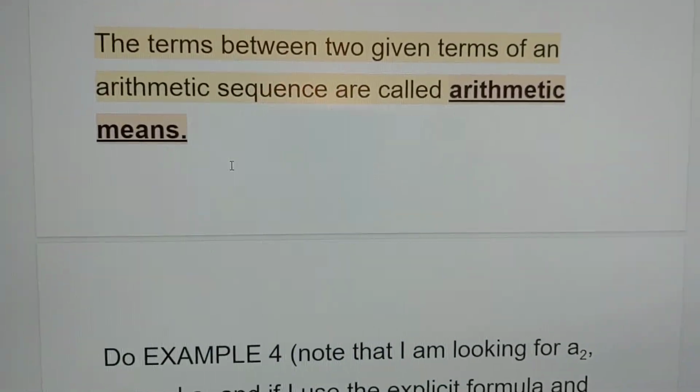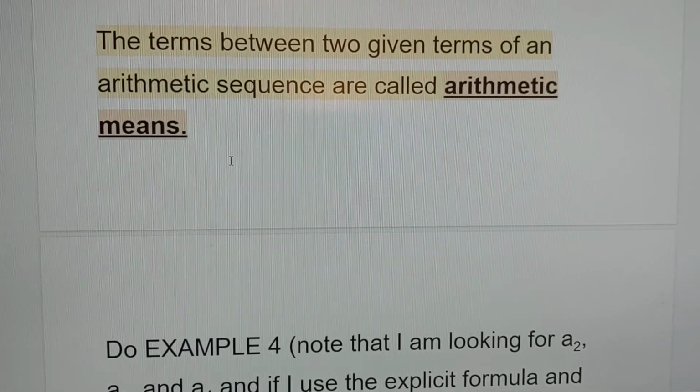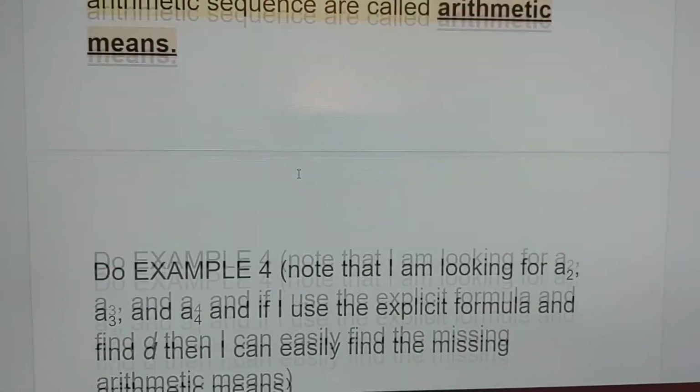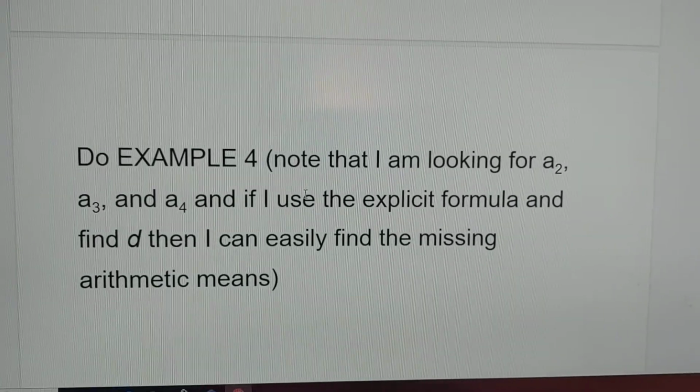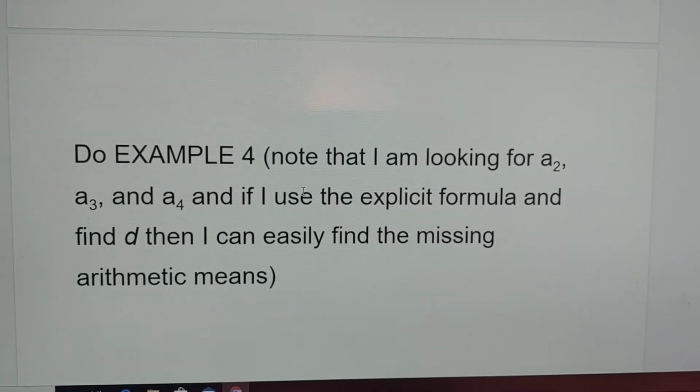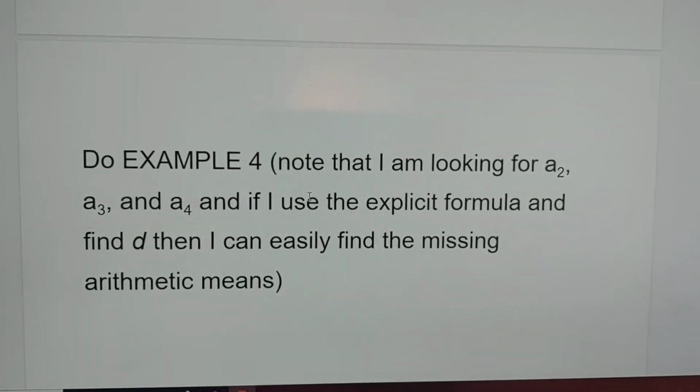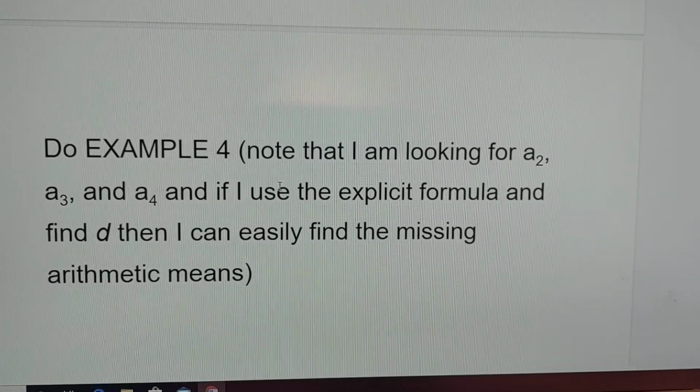As we said, the terms between two given terms of an arithmetic sequence are called arithmetic means. So if I'm given the first and the fifth term, the terms in between are the second, third, and fourth. So I have to find the second, third, and fourth terms. And if I can use my explicit formula and find D, I'm going to easily be able to find the missing arithmetic means. So let's try that one together.